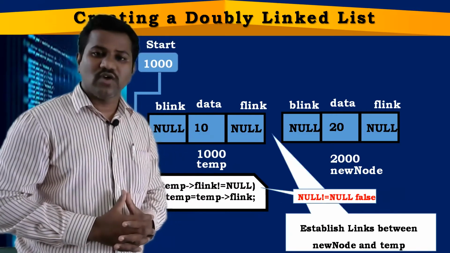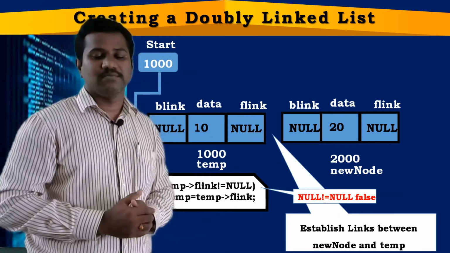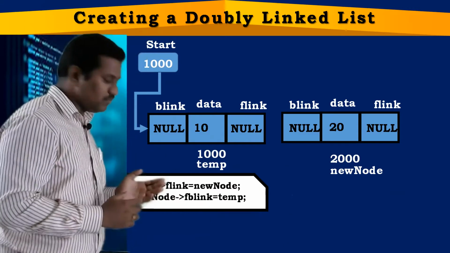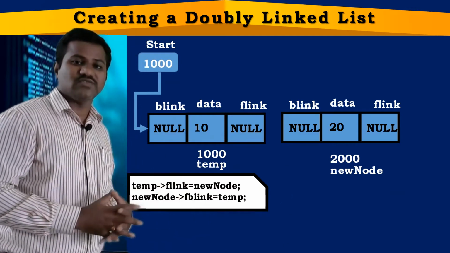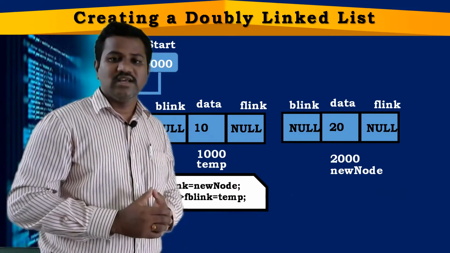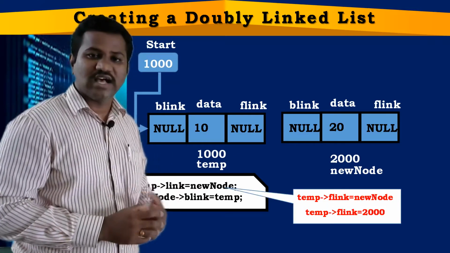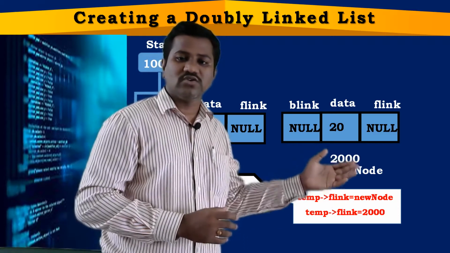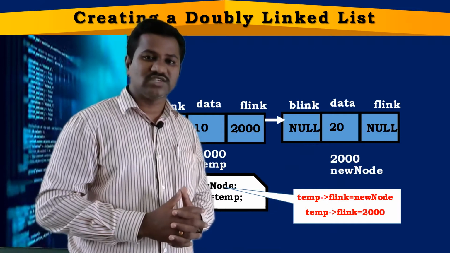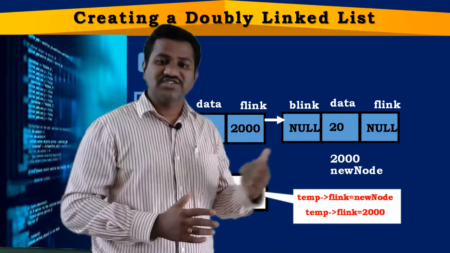After coming out of the while loop, we need to establish the links between the new node and temp. For that purpose, we go with two instructions: temp arrow forward link is assigned with new node, and new node backward link is assigned with temp. Let us see that instruction by instruction. The first instruction is temp arrow forward link assigned with new node. New node means 2000. 2000 has been stored in temp arrow forward link, so a link is established from temp to 2000.